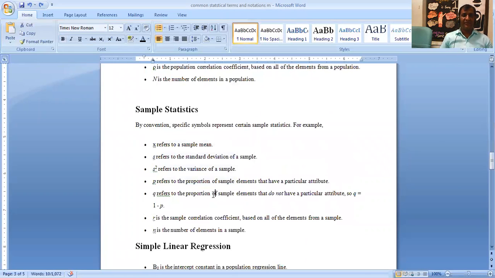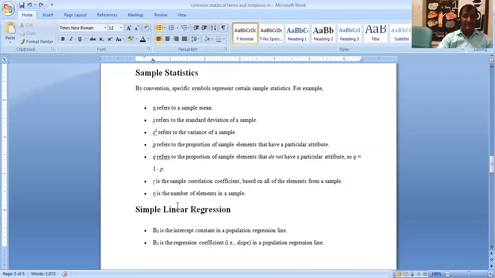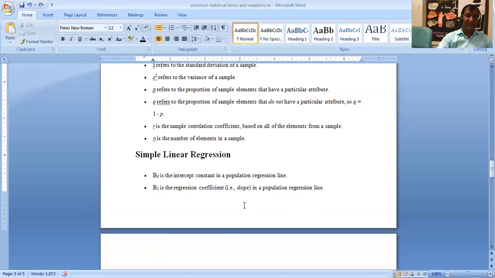P refers to the proportion of sample elements that have particular attributes, and Q refers to the proportion of sample elements that do not have particular attributes, so Q equals 1 minus P. R is the sample correlation coefficient based on all of the elements from a sample. N is the number of elements in a sample.